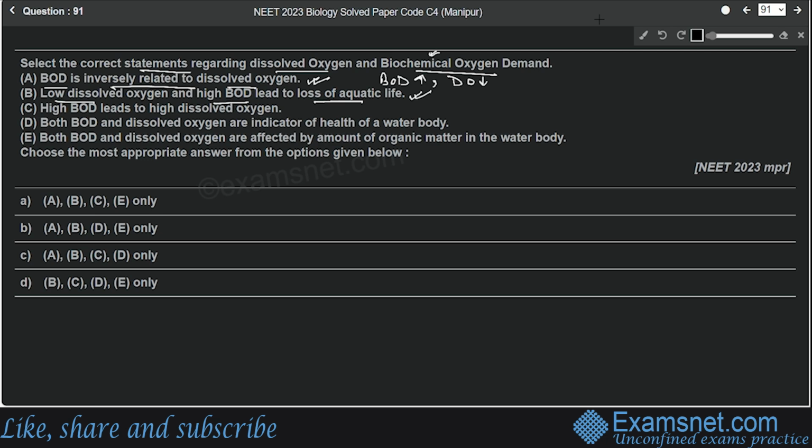Then the third statement says that high BOD leads to high dissolved oxygen. This is not correct, because we have already seen that high BOD will lead to a low amount of dissolved oxygen, not high dissolved oxygen. So C is incorrect.